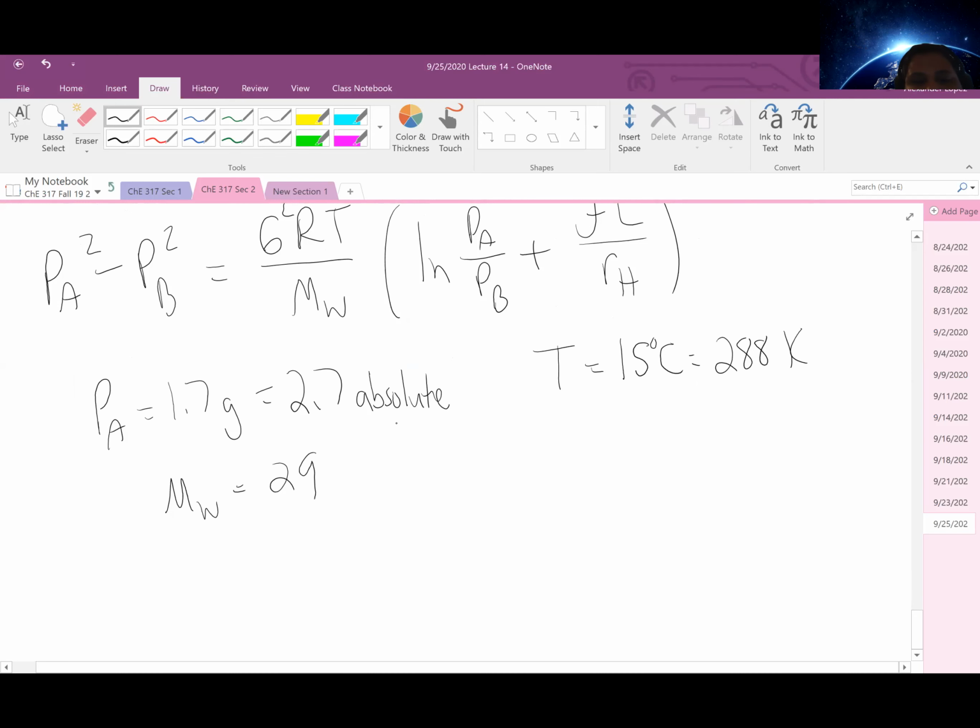What do you guys want to use? Grams per mole, springs per mole. We can use guacs, guacamole.